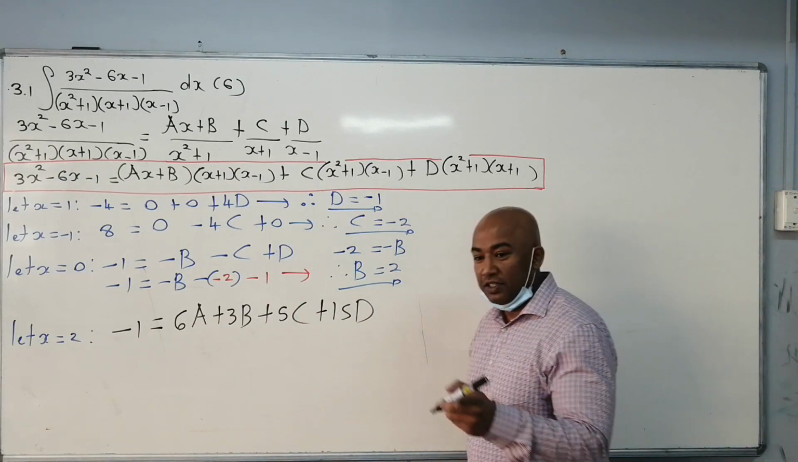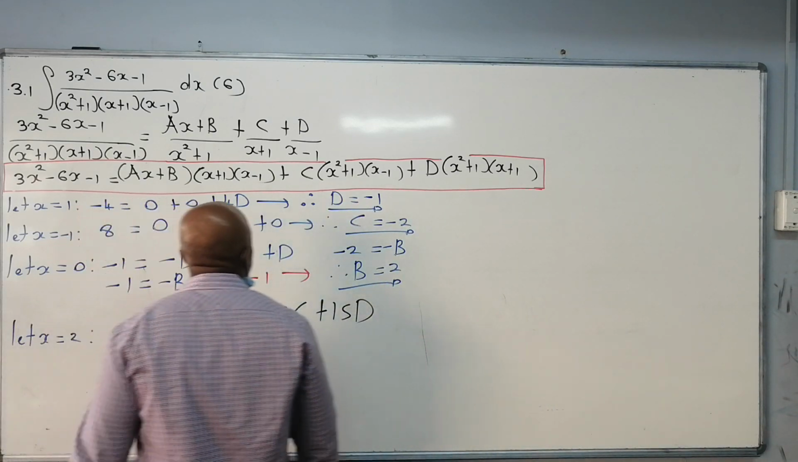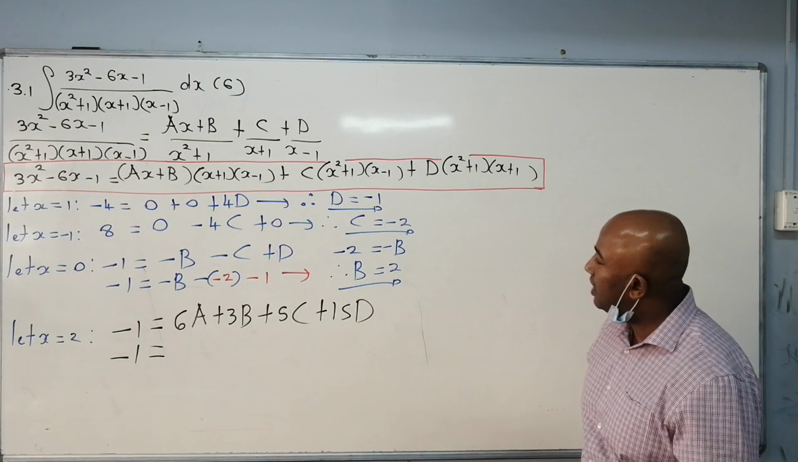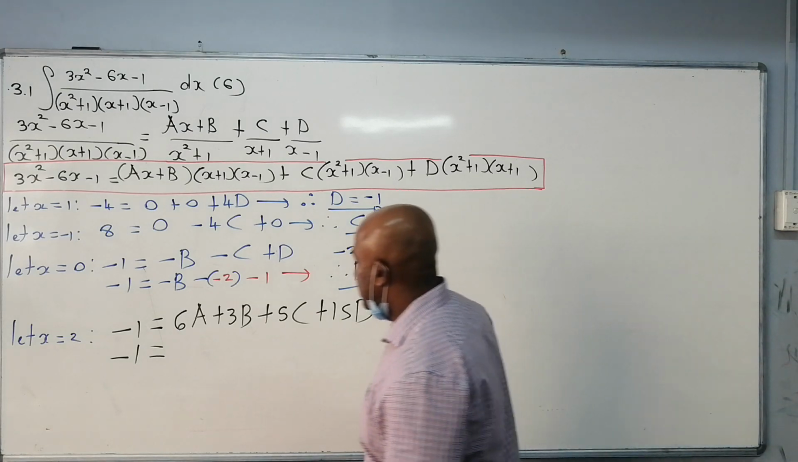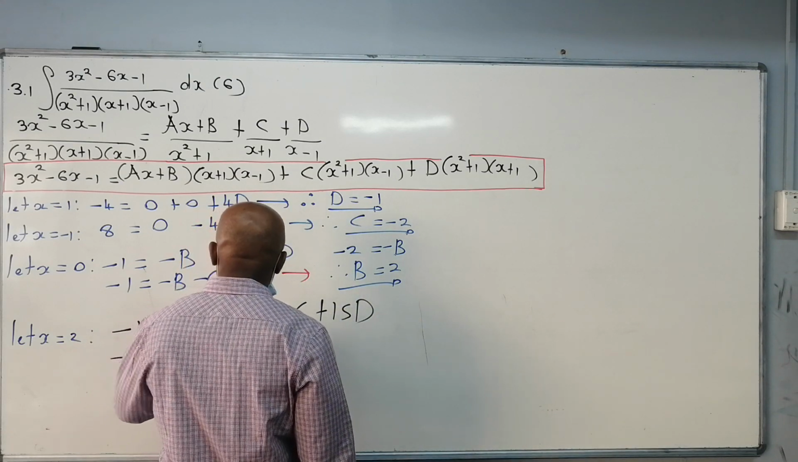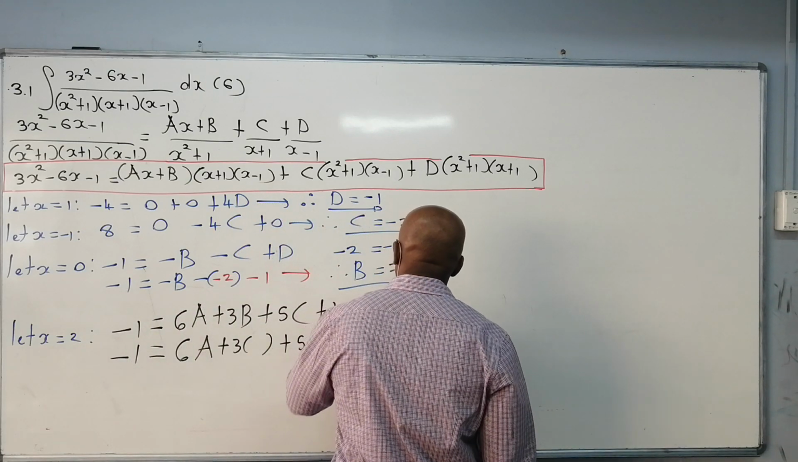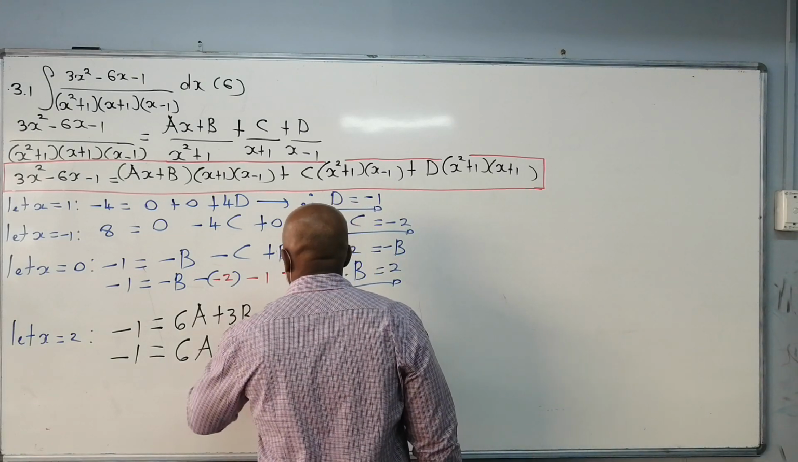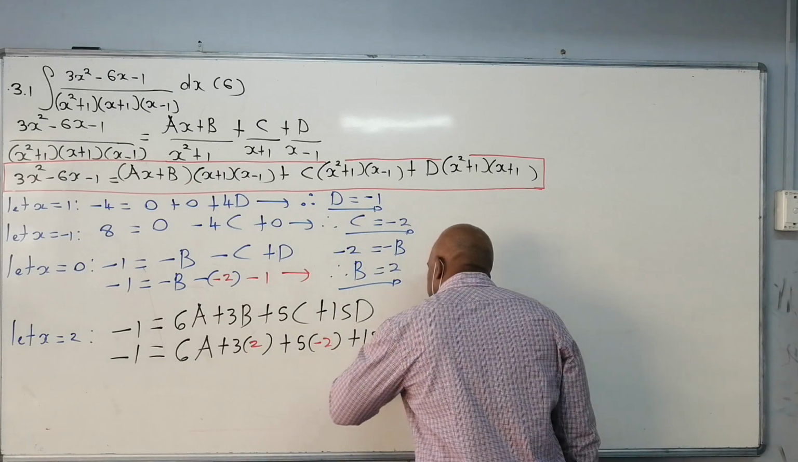Alright. You must be fast. You working on the calculator, check what I'm doing. So that's going to be minus 1. Now, what am I looking for? I got D, I got C, I got B. All I need to do is work out A now. So now, that's going to be 6A plus 3B plus 5C plus 15D. What is B? B is 2. What is C? Minus 2. What is D? Minus 1.